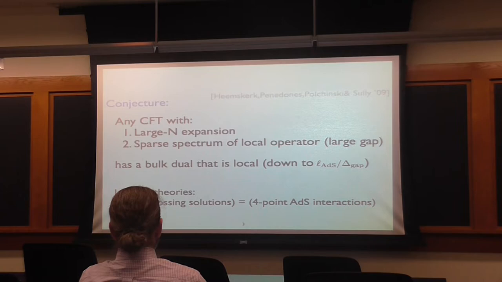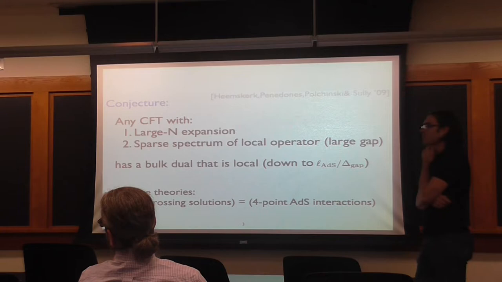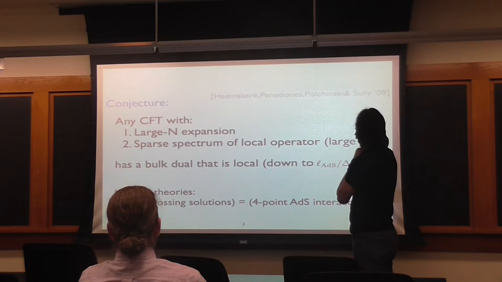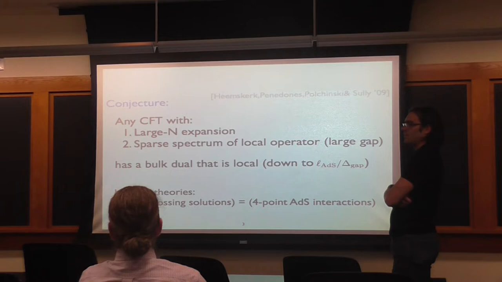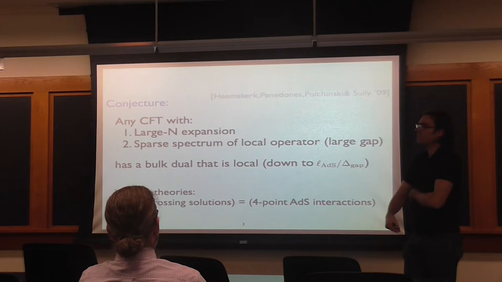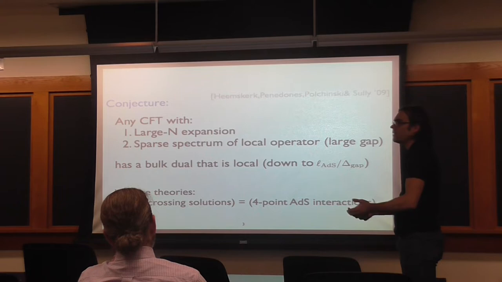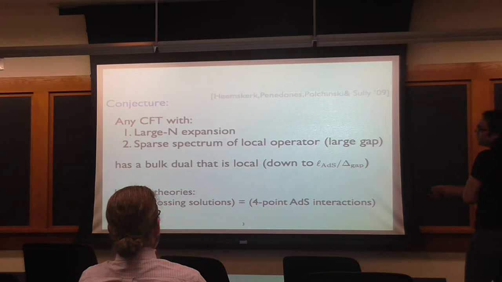But the best proxy to it is the C_T, the stress tensor two-point function, which is assumed to be large. But there's a bit more that's assumed here. If you assume that the correlation function is a series in 1/N, that behaves like a theory with a large N extension.